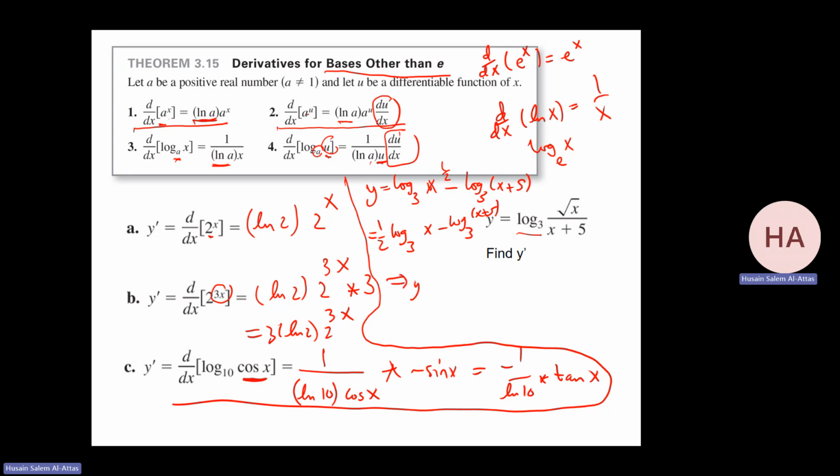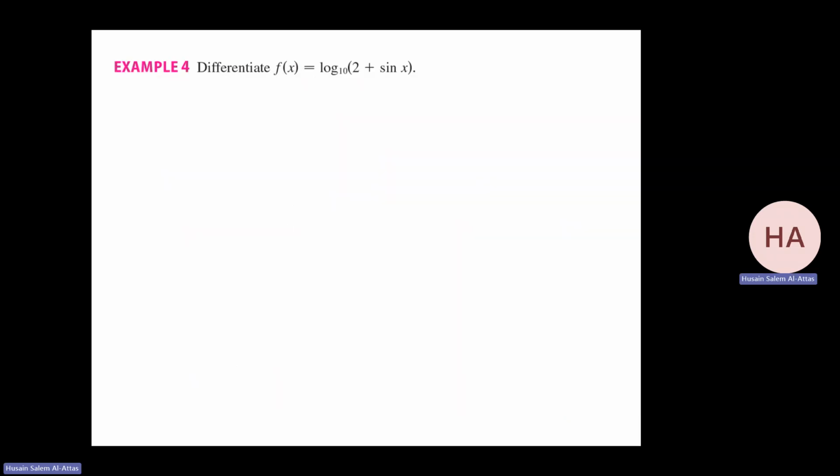Now we'll find y prime. Y prime will be what? Half, this is base 3, so I'm doing this. It will be 1 over ln 3 times 1 over x. This one, it will be 1 over ln 3 times 1 over x plus 5. Then I'm doing this one. Here's my u. U is x plus 5, and the derivative of u is 1. So that will be the answer. You can rewrite it, you can simplify it. Okay.